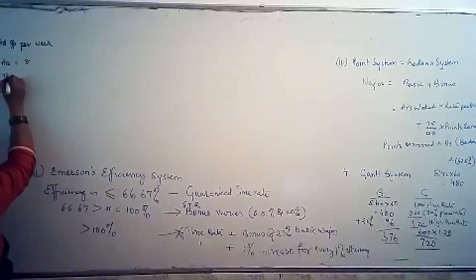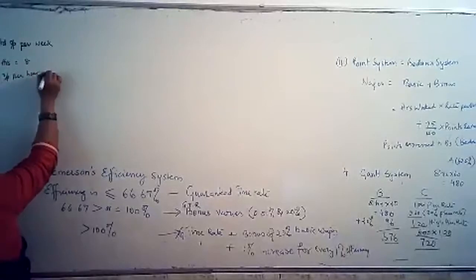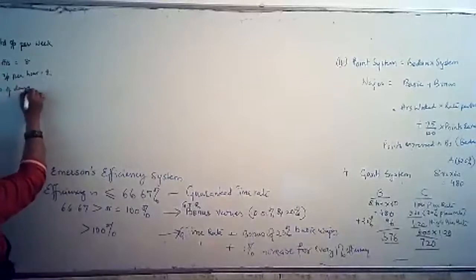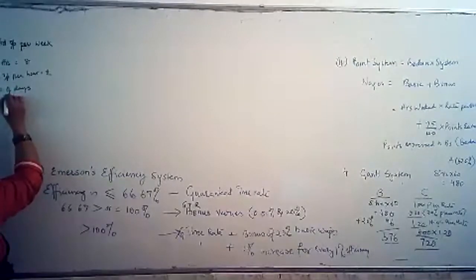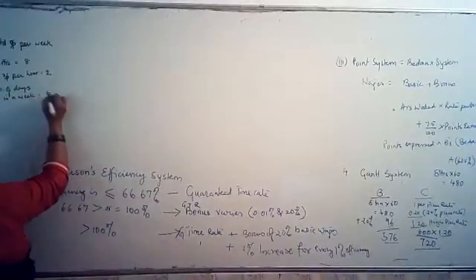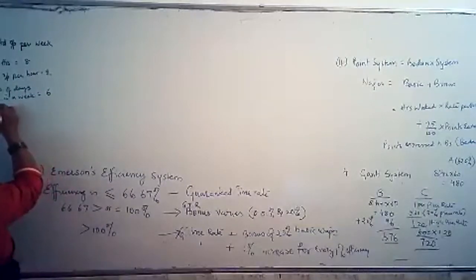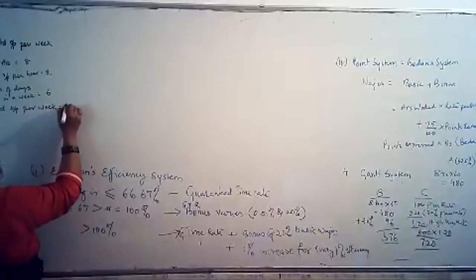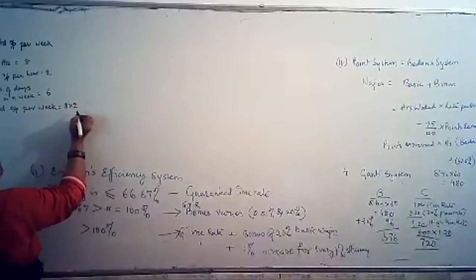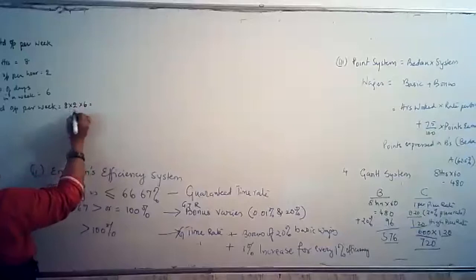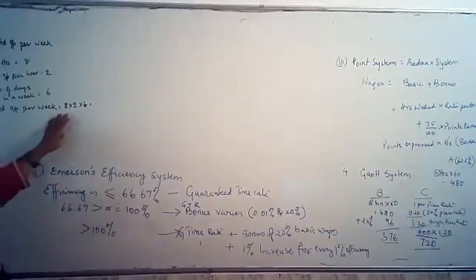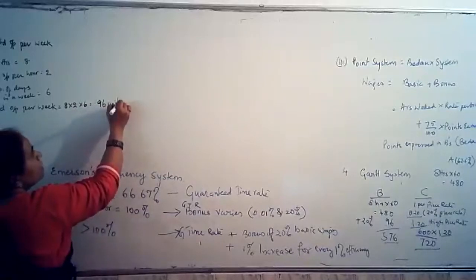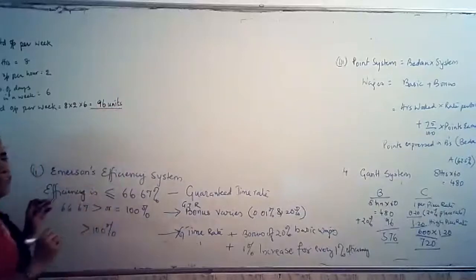Standard output per hour is equal to 2. Number of working days in a week is equal to 6. So standard output per week is equal to 8 hours into 2 units per hour multiplied by 6. So 8, 6 2s are 12 and 12 8s are 96. So 96 units should be manufactured by every person every week.